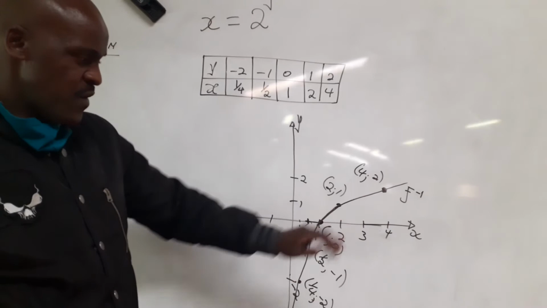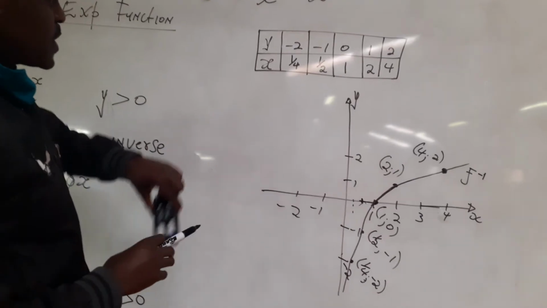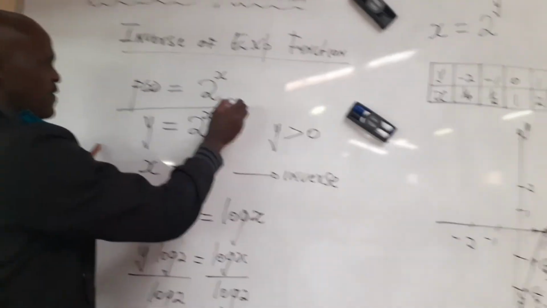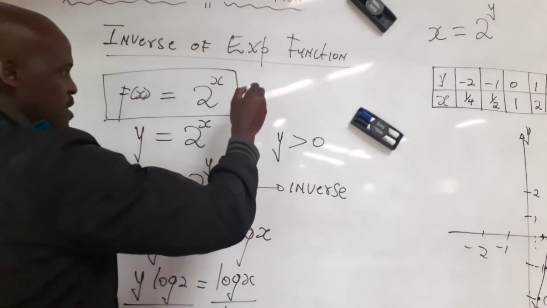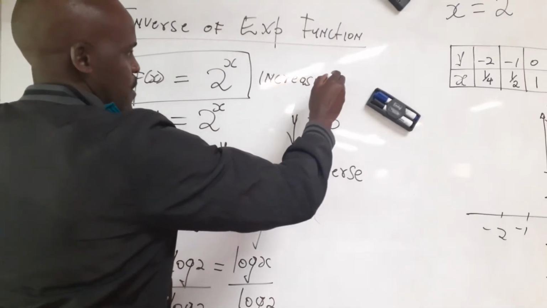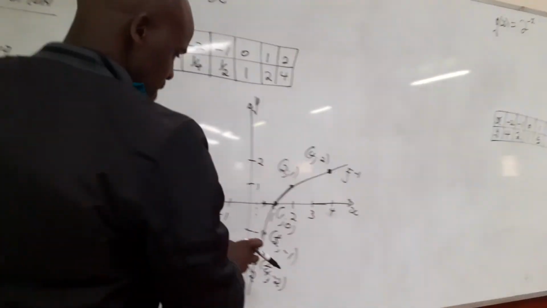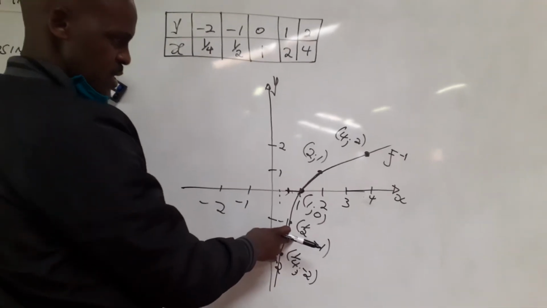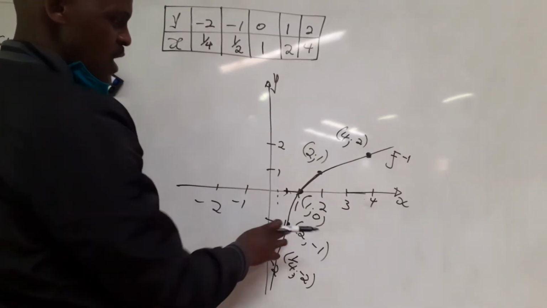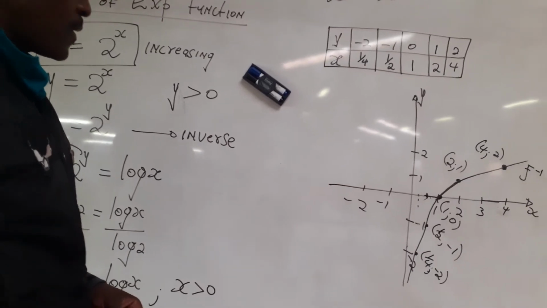So when we look at this function again, x is increasing, also y is increasing. That's an increasing function. If the function is increasing, also its inverse will be increasing. Right, let's check for a decreasing function.